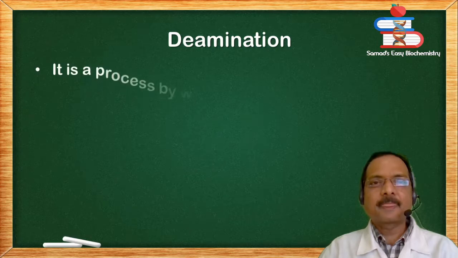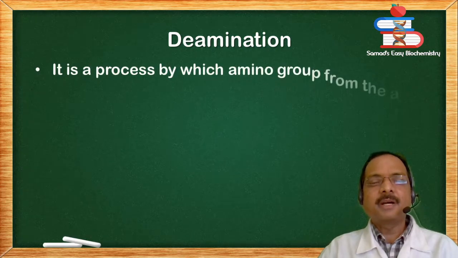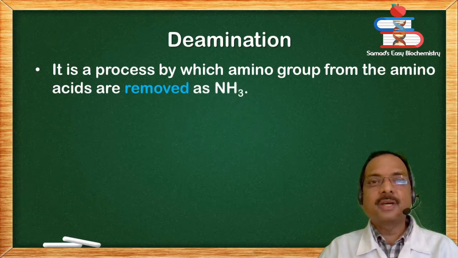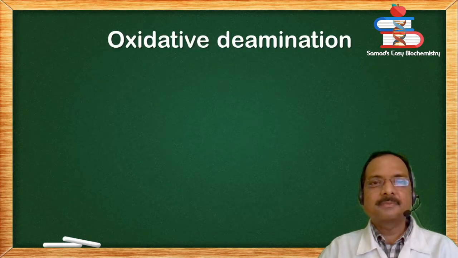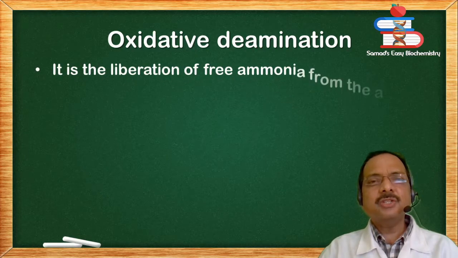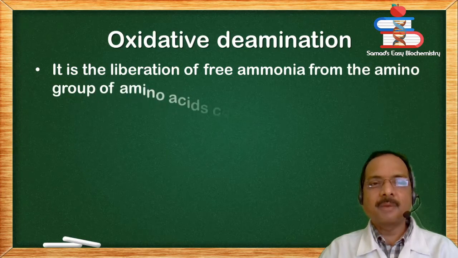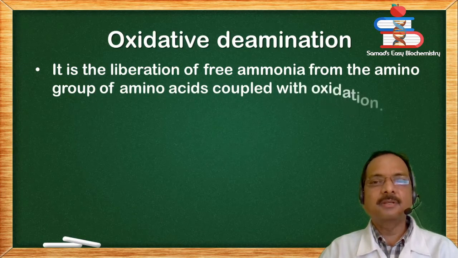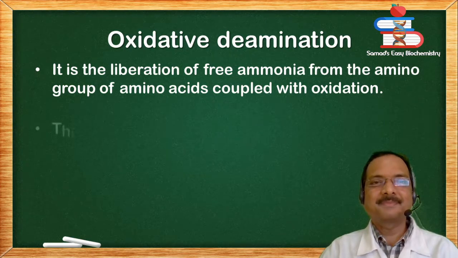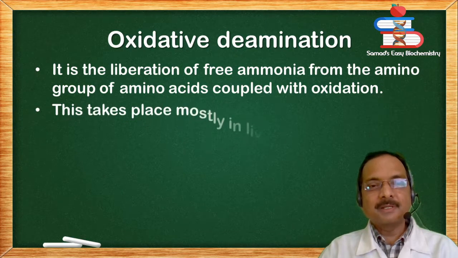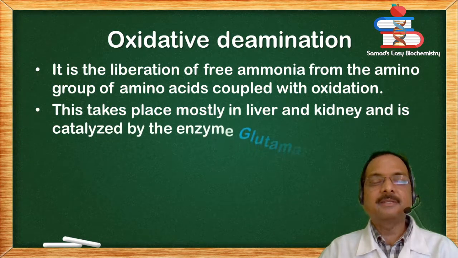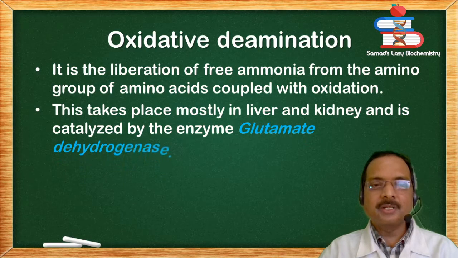Deamination. It is a process by which amino group from the amino acids are removed as ammonia. Oxidative deamination. It is the liberation of free ammonia from the amino group of amino acids coupled with oxidation, hence oxidative deamination. This takes place mostly in liver and kidney and is catalyzed by the enzyme glutamate dehydrogenase.